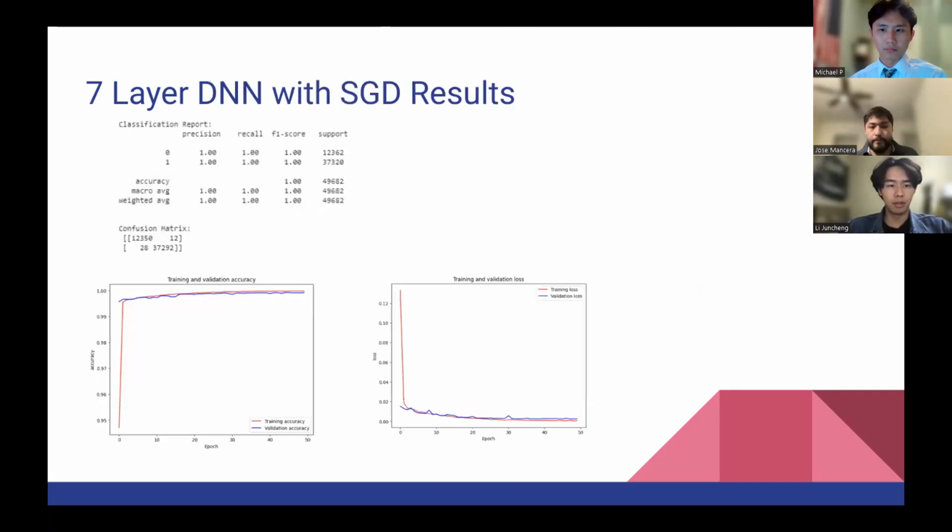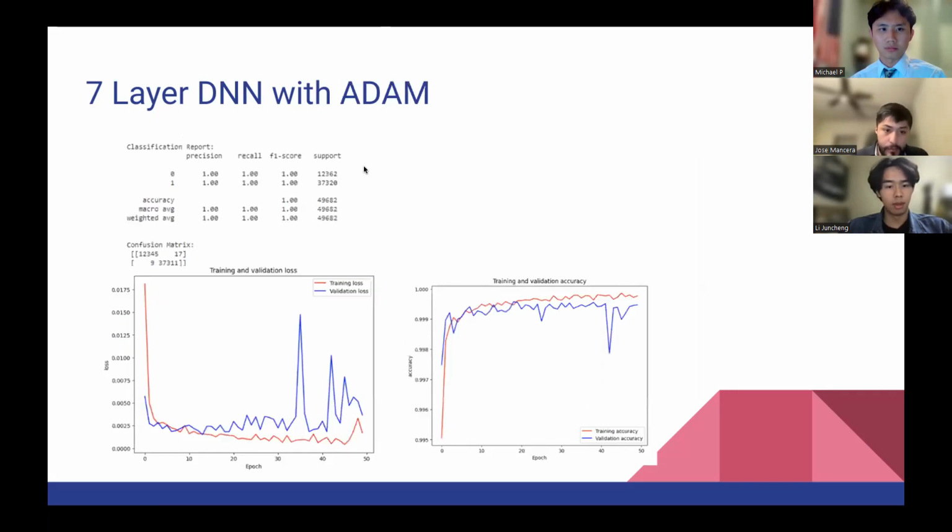And here's the result for the 7-layer DNN with SGD. Everything got like 100%, and all the lines are very smooth. And here's the 7-layer DNN with Adam. It's very similar to the result that Jose has, and all the numbers are really good. But Adam is a little bit more volatile, I would say.